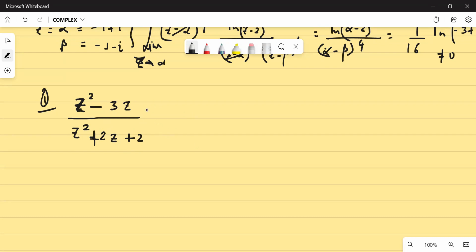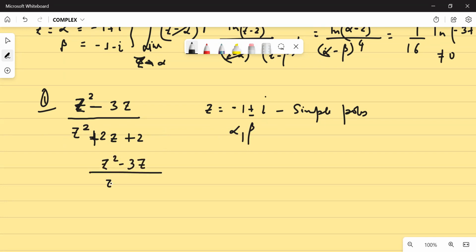So what about this particular function? What do you think, in the finite complex plane, what sort of singularity does it have? Two minutes ago we found -1 plus minus iota, these will become simple poles. Again, you just equate the denominator to 0. You will get two roots. This is alpha and this is beta. And your function is z square minus 3z divided by z minus alpha into z minus beta.